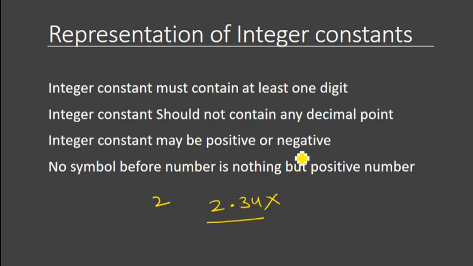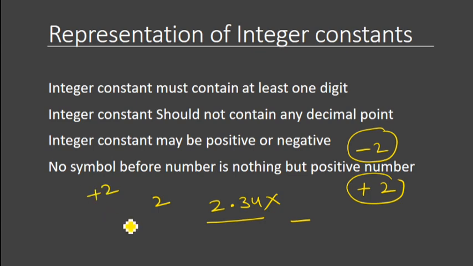An integer constant may be positive or negative, like -2 or +2. No symbol before the number means it is a positive number. For example, 2 means a positive 2, since you are not using any symbol, it automatically becomes a positive number. If you mention a negative sign before the number, it is a negative number, or signed number.